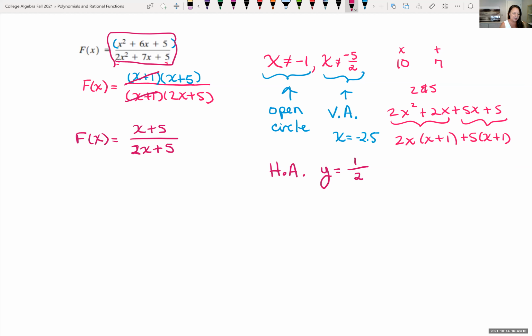2 and 2 are the same, degree on top and the bottom. Leading coefficient on the top was 1 divided by the leading coefficient on the bottom, which was 2. So we have our asymptotes. We are now looking for our intercepts.